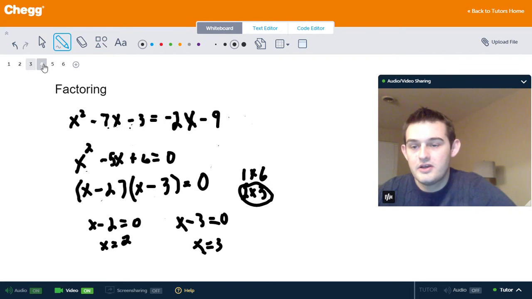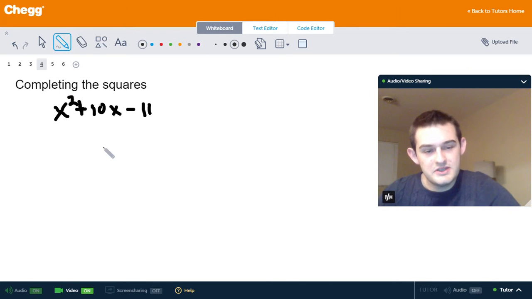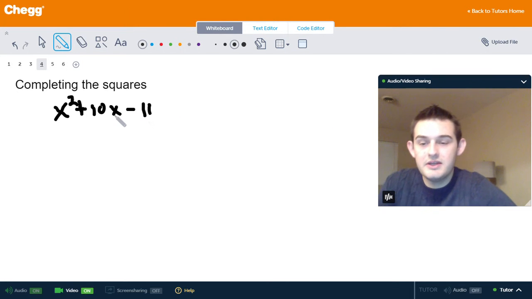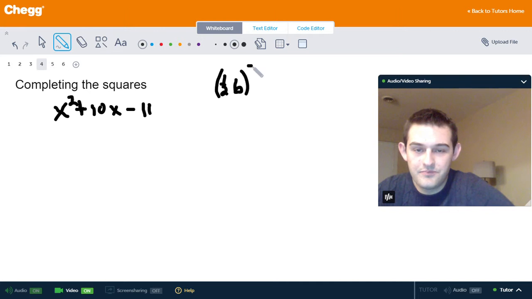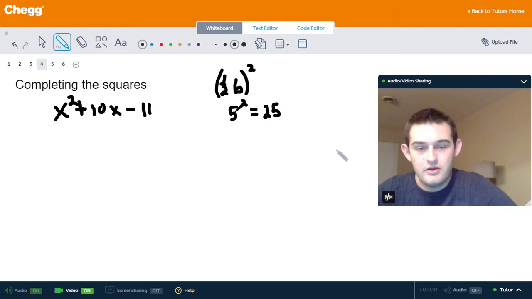Okay? The next method is completing the square. And this method is a little difficult, but we'll be able to get through it. Okay? So with completing the square, what I'm going to do is look at this b term. And the first thing I do in this method is take the b, take 1/2 of it, and then square it. Okay? And so when I do this to this b, 1/2 of 10 is 5, and then I square that, and that gives me 25. Okay? So 25. So that's what I'm going to add to each side of this equation.